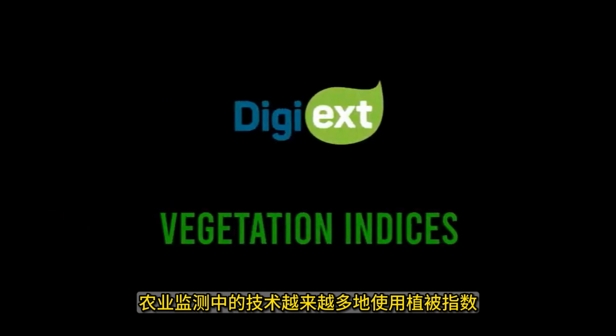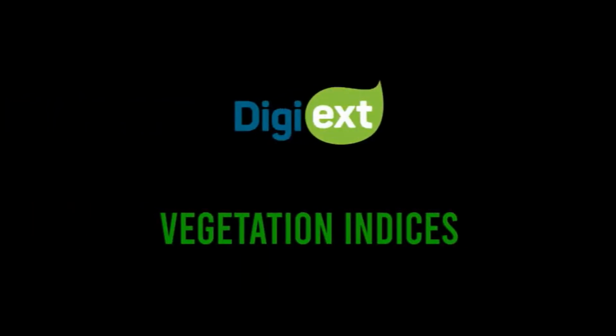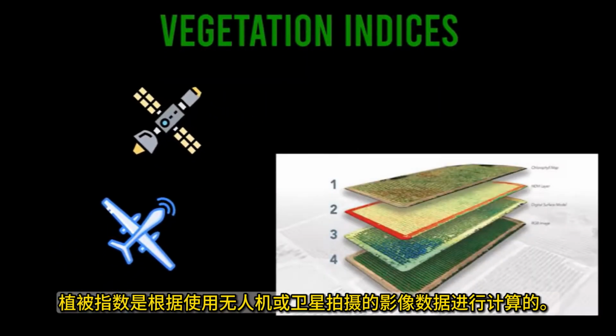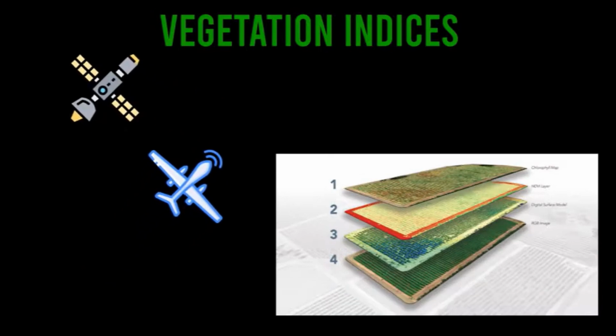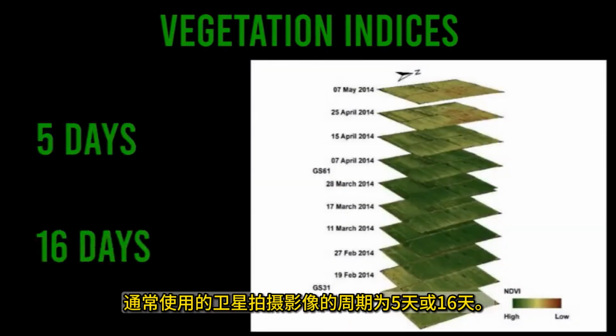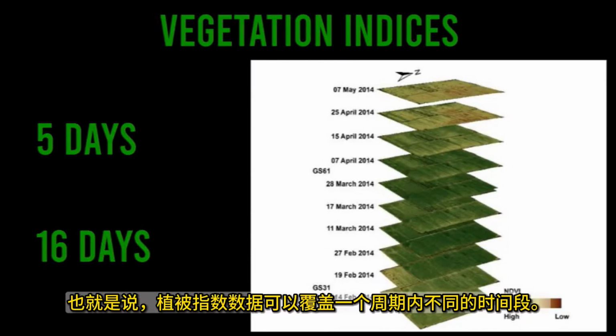Technologies in farms have led to an increasing use of vegetation indices, such as NDVI. Vegetation indices are calculated from data collected using drones or satellites. Commonly used satellites have regular acquisition intervals, such as 5 days or 16 days, so indices are available for multiple dates in the same season.